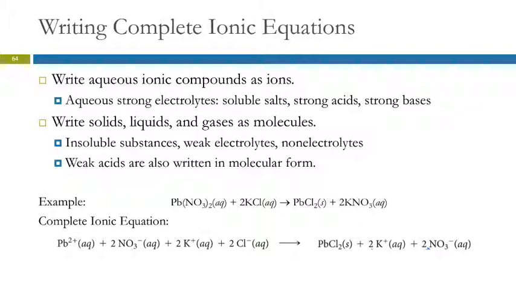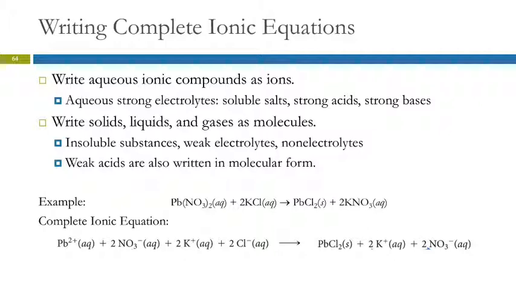You need to start out by taking anything that's an aqueous ionic compound and writing it as individual ions. So what things do you do that with? Aqueous strong electrolytes. That's going to include soluble salts. Salt is another word for an ionic compound. Strong acids ionize completely, so those need to be written as separate ions. And strong bases. Those are soluble metal hydroxides, so we don't need to worry too much about that term right now.